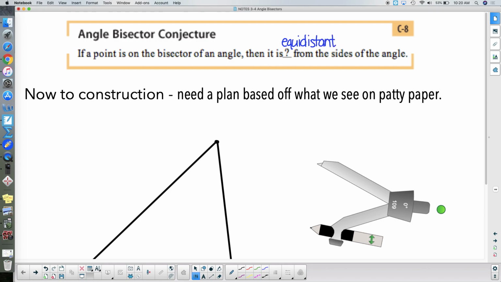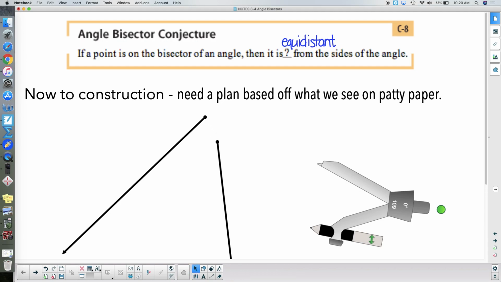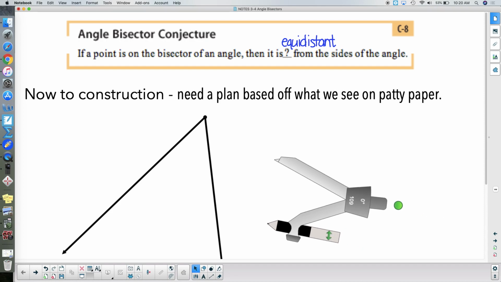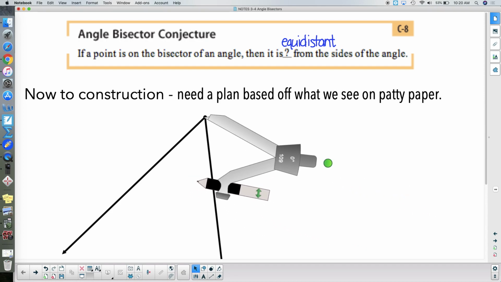Again, pause the video to get the properties down. So in order to do a construction, we have that plan from what we saw in our patty paper, that if we could make an isosceles triangle, we could do the perpendicular bisector of its vertex angle, and that would be the angle bisector we seek. So I've got an angle here. We're going to try this out, and then we'll show you some steps. You can also rerun the video as much as you like.